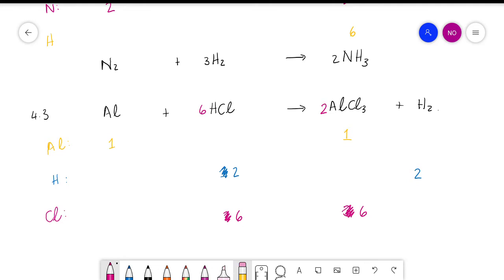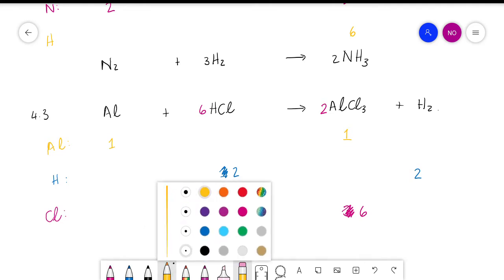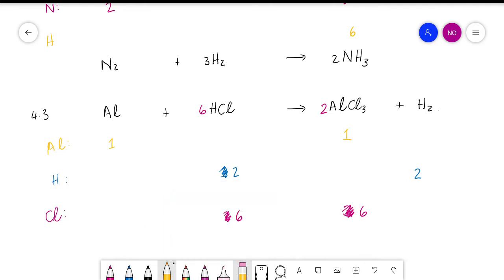So I need to go back to the aluminiums. Aluminiums, how many do I have before? How many do I have after? No, we changed it. Look, there's a 2 in front of that now. So there's 2 there now. So I need to make sure there's 2 in front as well. So I put it there. Do you guys agree? 2 aluminiums in the reactants, 2 aluminiums in the products. Okay, so for now that one is balanced.